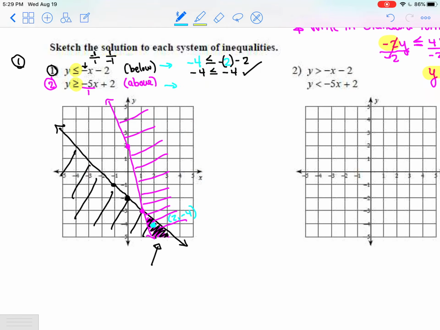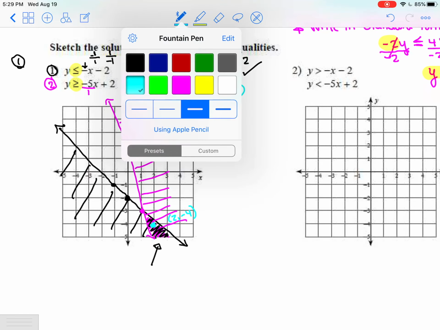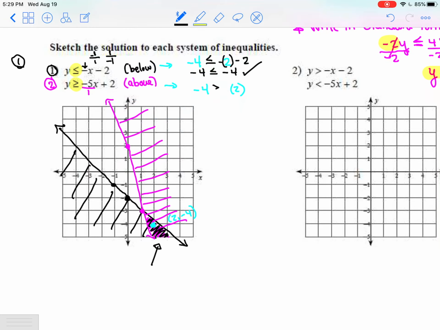Okay, let's try it over here. So we've got negative 4 greater than or equal to negative 5 times our x, which is 2. That's what we're testing here. So negative 4 is greater than or equal to negative 10 plus 2, which is negative 8. Negative 4 is definitely greater than negative 8. So this works as well, so we're super happy.